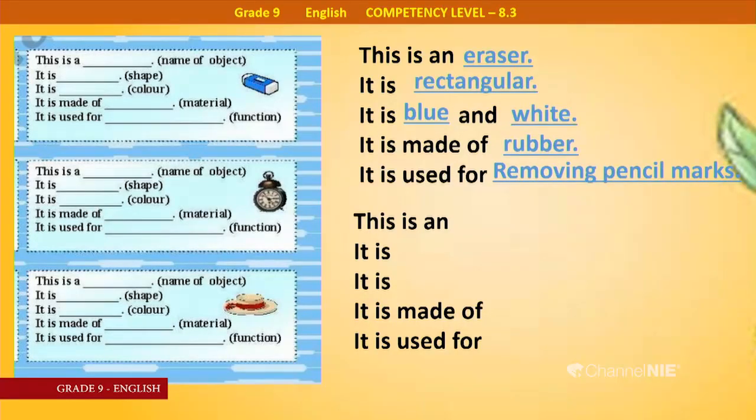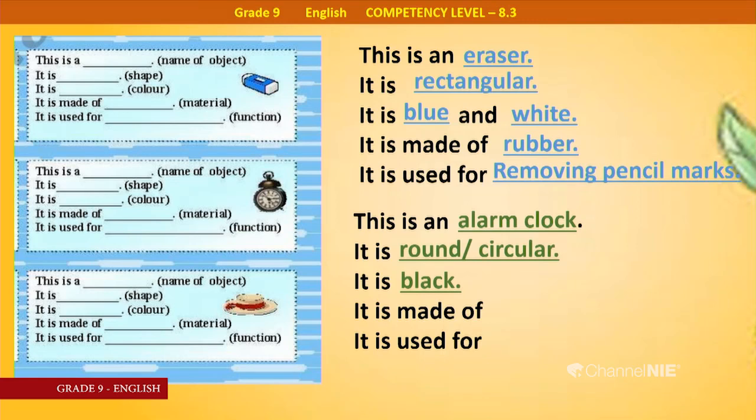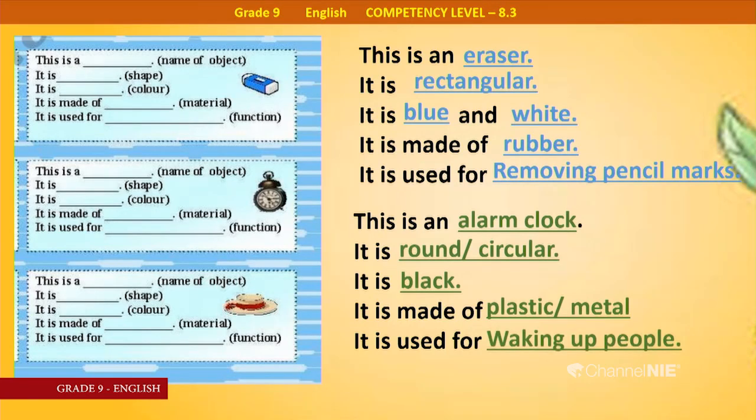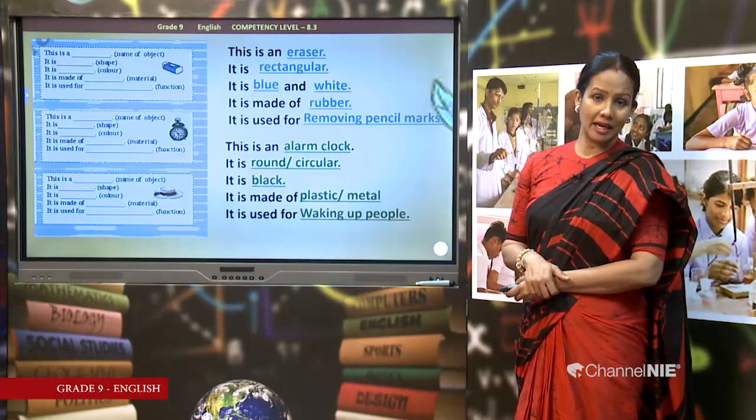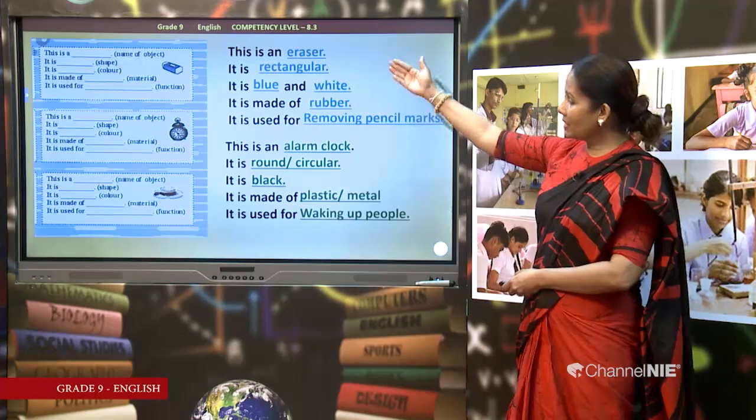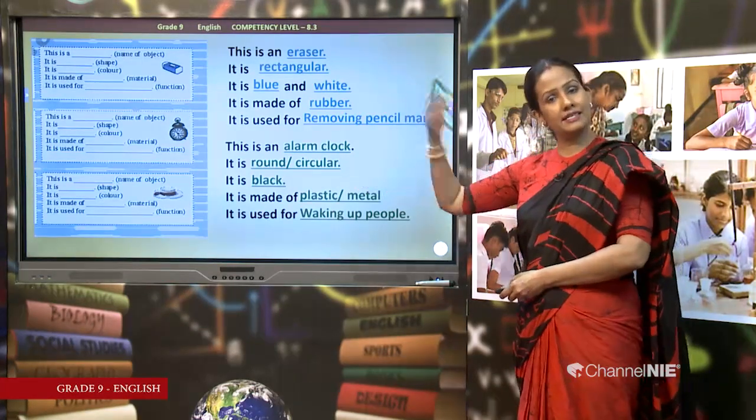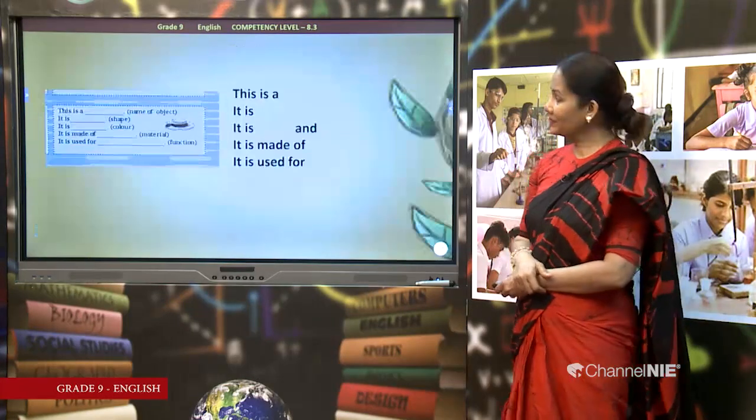Next we will move on to an alarm clock. This is an alarm clock. It is round or we can say circular. It is black. This alarm clock here is black. It is made of plastic or metal. It is used for waking up people. We use an alarm clock for waking up people. So, here very simple sentences, but we are describing objects.